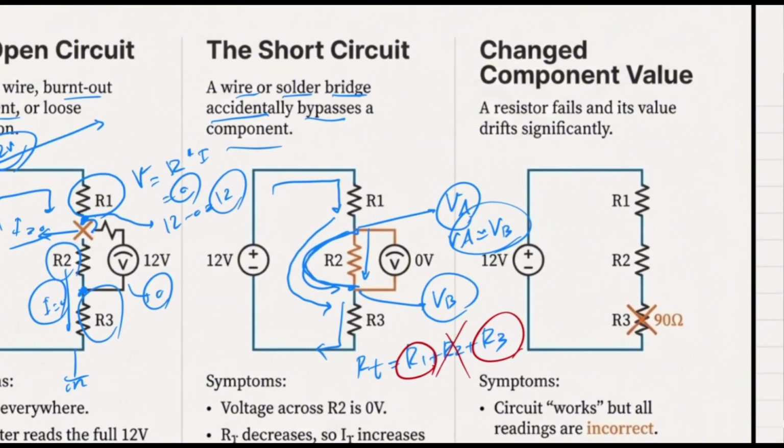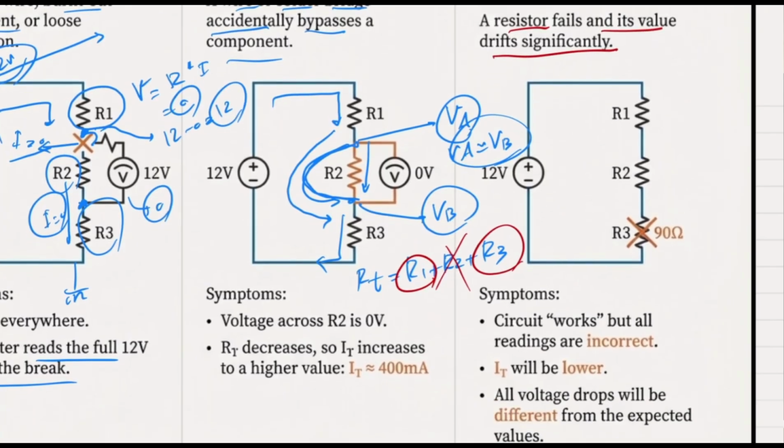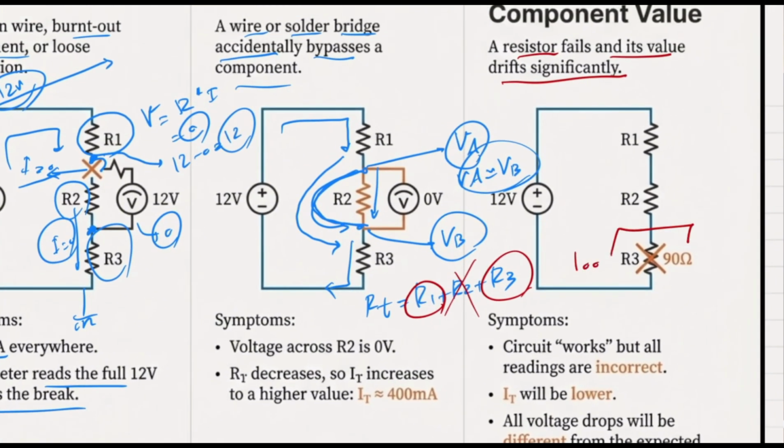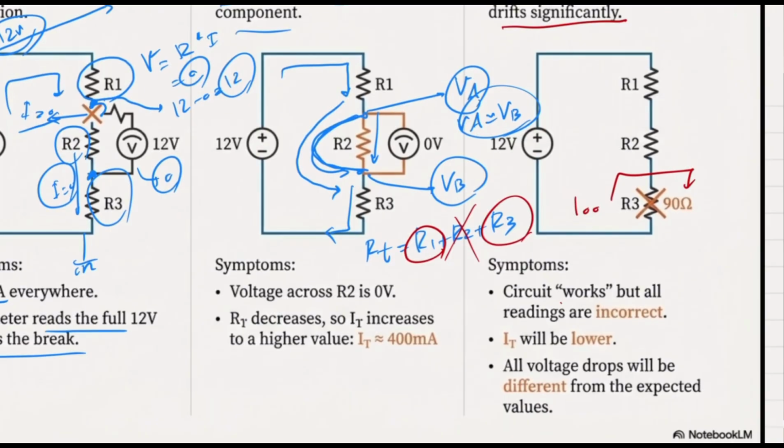And finally, a change in the component value. Imagine that a resistor fails and its value drifts significantly. Instead of having, for instance, 100 ohms, I'm going to have 90 ohms because of some problems. So what are the symptoms? The symptoms are the circuit works. You have current, you have voltage, but the readings are incorrect. They will be lower, I mean, at this point will be lower.